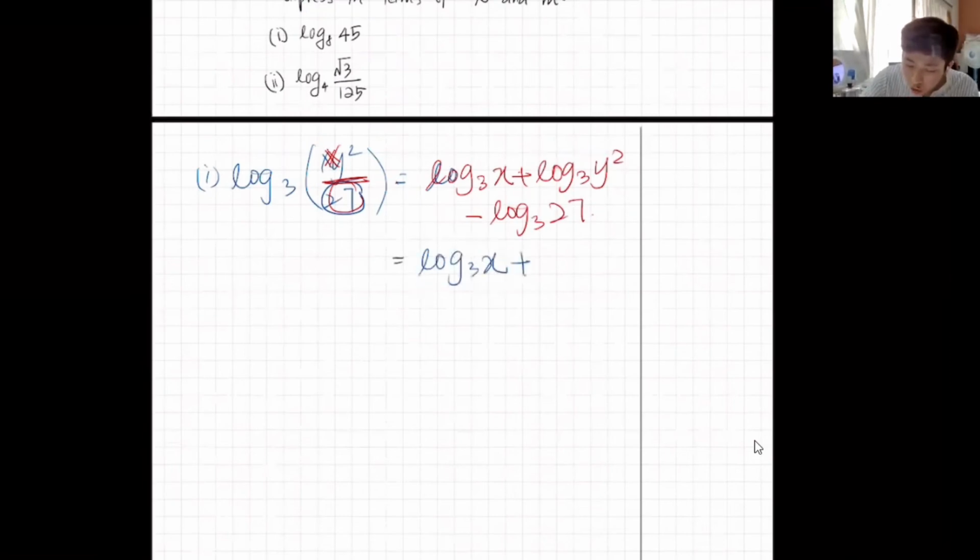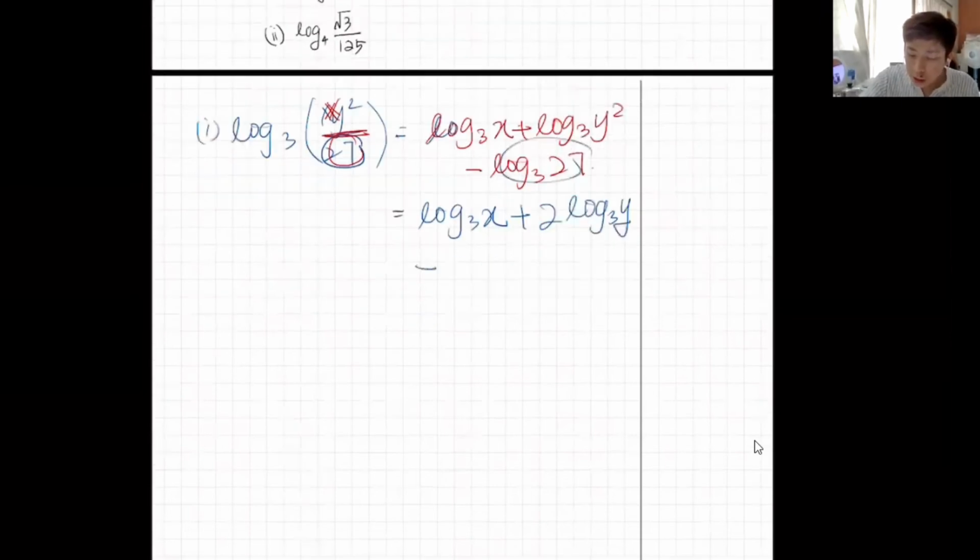Plus 2, you bring it forward. Why do you want to bring it forward? So that you can substitute this one. If you don't bring it forward, you cannot substitute yet. So it's 2 log base 3 of y minus log base 3 of 27. It's not broken down completely yet. 27 can still be broken down.